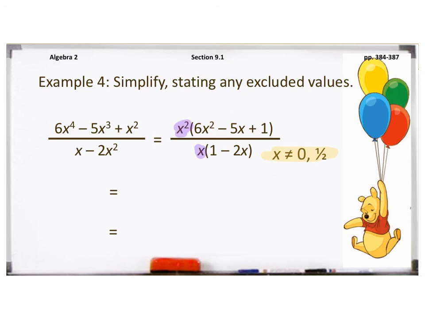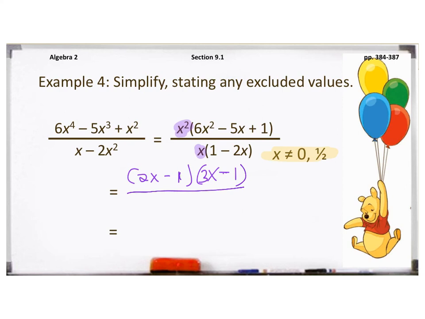So I end up with, let's see, 2 and 3. Wrong color, apologies. I end up with 2x minus 3 and x minus 1. That doesn't work. Oh, 3x, that's my problem. And what is a 3? Sorry, it was supposed to be a 1. So it becomes 2x minus 1 over 3x minus 1.